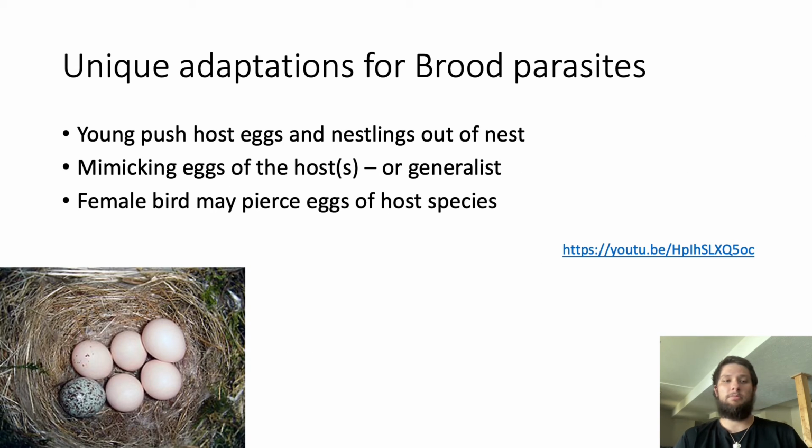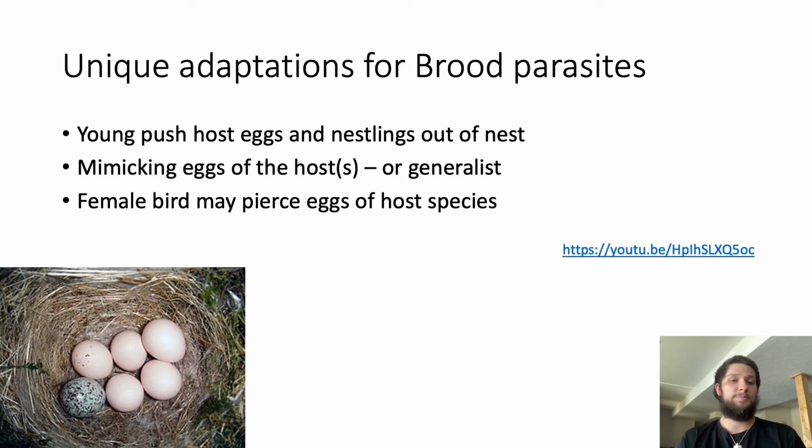So what are typically some unique adaptations for brood parasites? The young actually will push host eggs and nestlings out of the nest once they hatch, so that the host parent has to spend more time on them and less time on the host species. The parasitic adults will mimic the eggs of the hosts or mimic more generalist eggs. So they'll try and mimic as many hosts' eggs as they can. Some are more specialized than others. It just depends on the species.